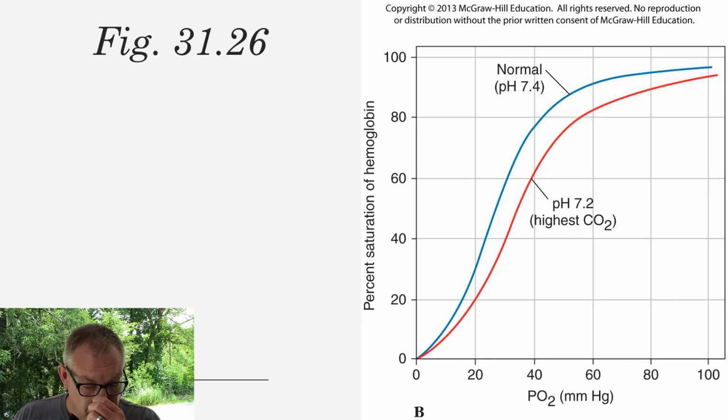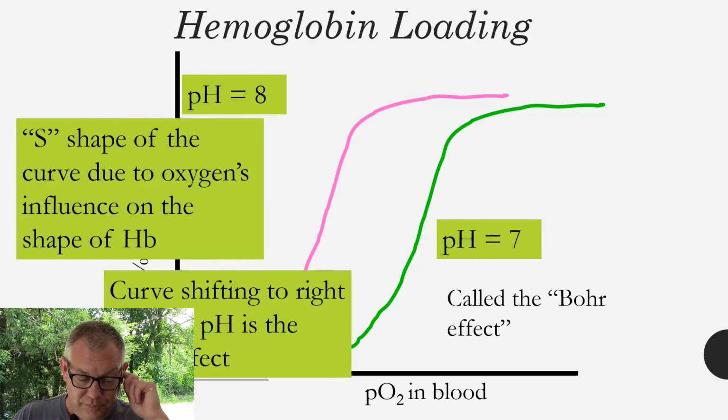And so here's a figure from your book kind of showing you the same thing, showing you that at lower pHs, hemoglobin does not hold oxygen as well. Those lower pHs occur where CO2 is high. Well, where do you need oxygen? You need oxygen where CO2 is high. So that's the Bohr effect, and it's pretty cool.